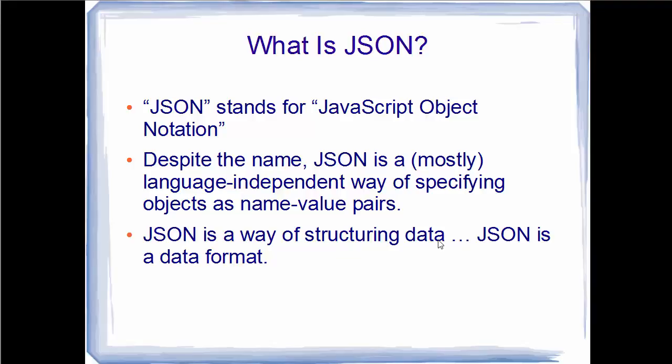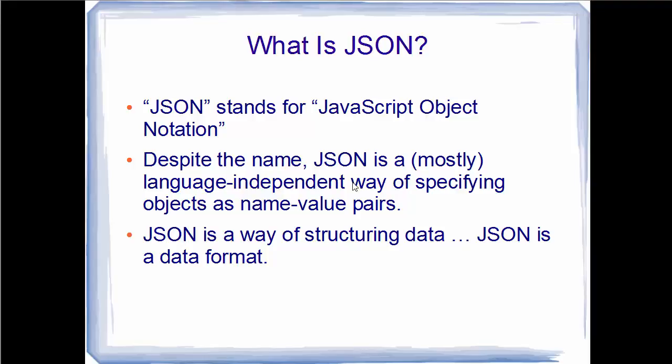The name JSON stands for JavaScript Object Notation. But despite the name containing JavaScript, JSON is mostly language independent, and it is specified in terms of objects as name value pairs. Now that's okay, but what really is JSON, you may ask, right?